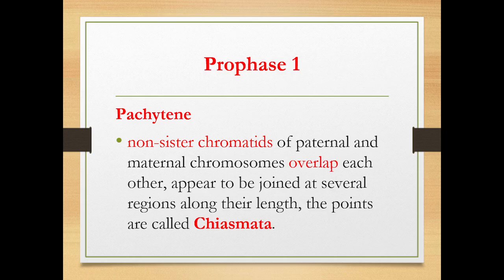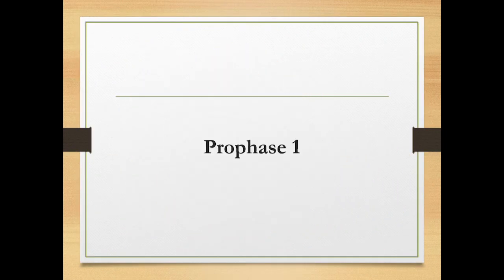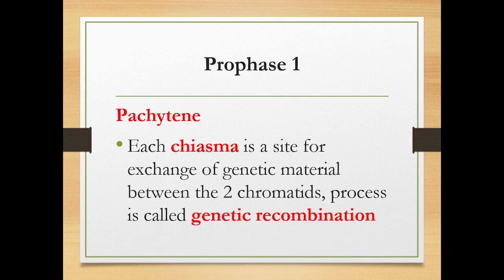Okay, so exchange of genetic material will take place at chiasmata. Still on pachytene, each chiasma is a site for exchange of genetic material between the chromatids. Remember, these are non-sister chromatids, and this process is called genetic recombination.